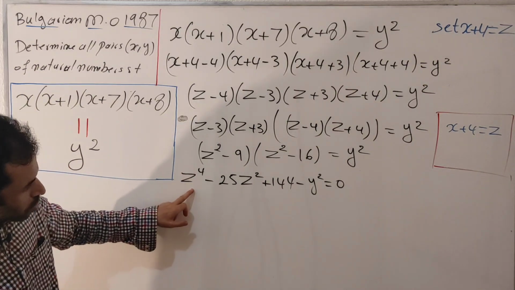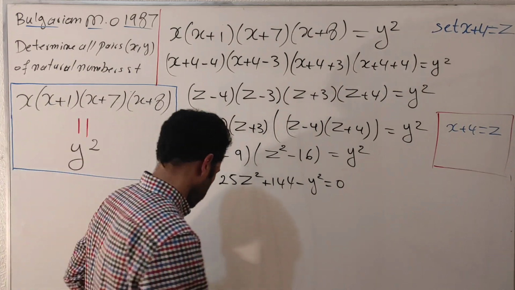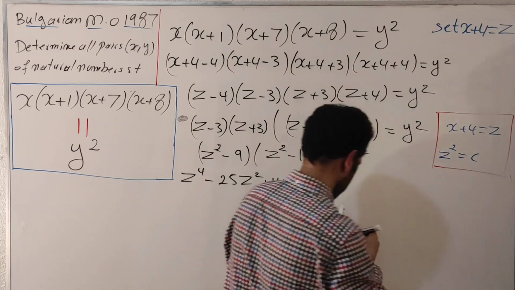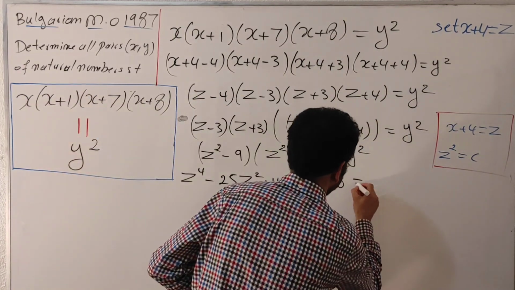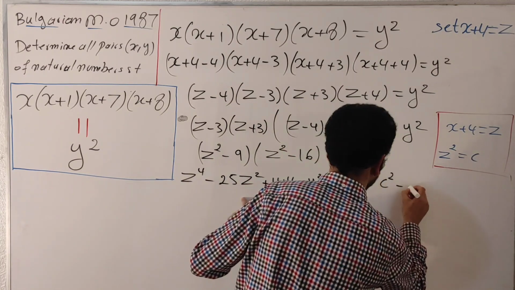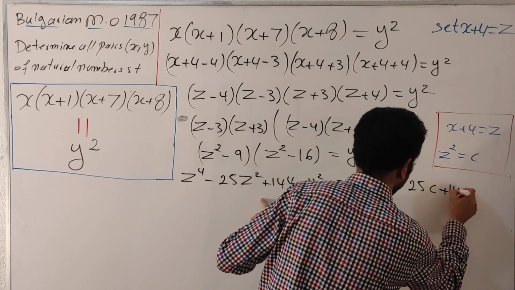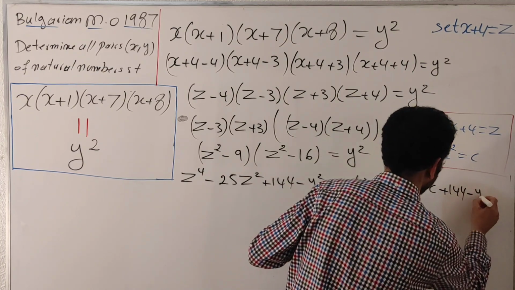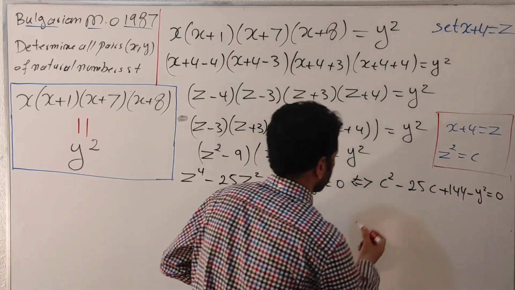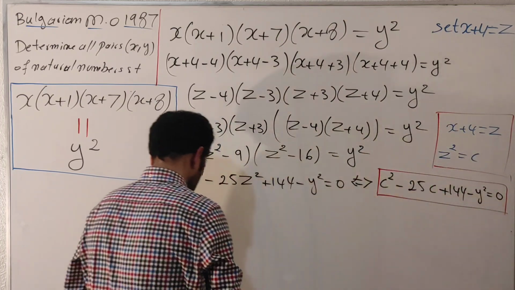I'm going to transfer this one into the form quadratic binomial equation by doing the substitution here. So let's set z square equals c. Okay, now this one equivalent c square minus 25 c plus 144 minus y square equals 0. Okay, now I have ended with this expression as a form quadratic binomial equation. Now it's very simple here.